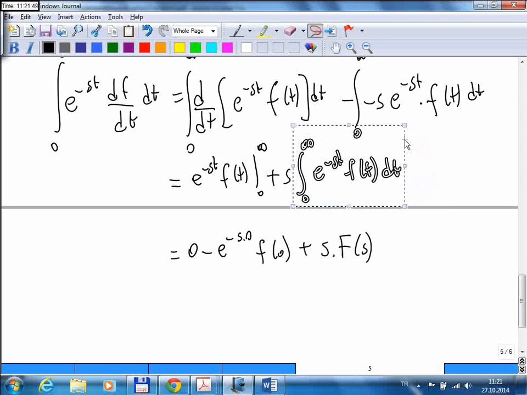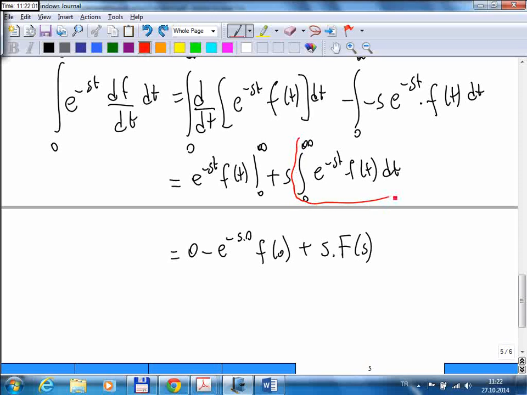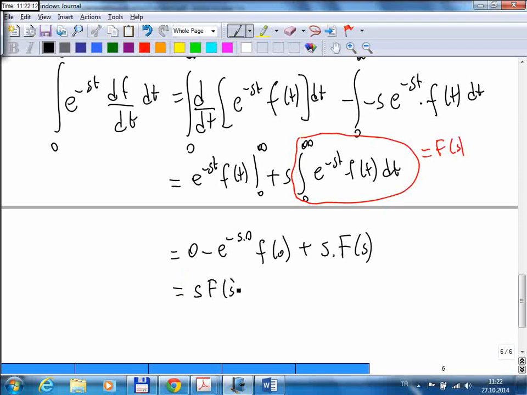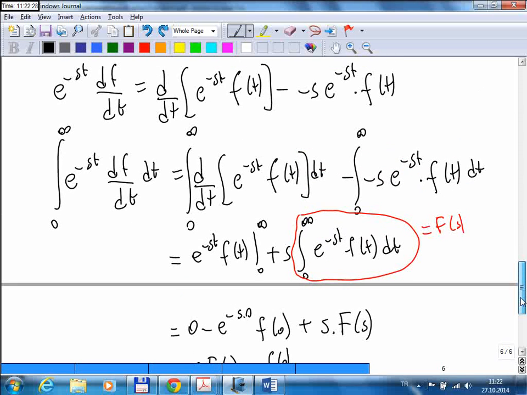So let me write that here. This is equal to F of s. So in the end we get s times the transform of f minus f(0). This part is equal to 1, e to the power 0, and then f(0). Okay, so this proves the first differentiation property.